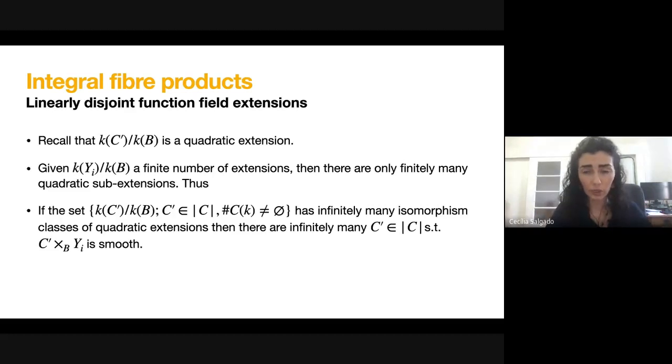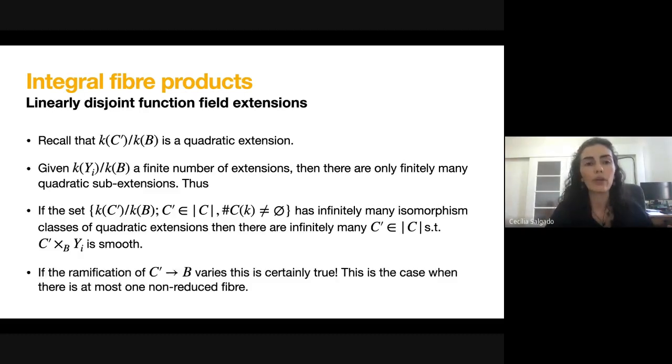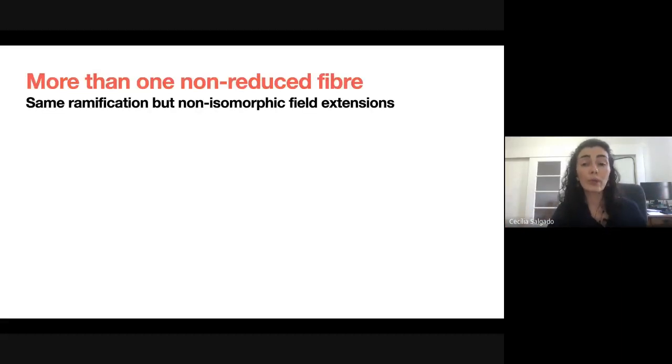But how can I show that? How can I show that I have an infinite set of quadratic extensions? How can I show that they are not the same? There are many ways to do that. One way that we came up with was that if the ramification of these maps is varying with C prime, this is certainly true, right? The function fields are going to have different ramification, and therefore they cannot be the same. And this is happening when I have at most one non-reduced fiber, because ramification can only coincide for curves in the pencil when they hit non-reduced fibers. And this is just like intersection theory for schemes, for non-reduced and for reduced schemes. So this would be the case for the first theorem.